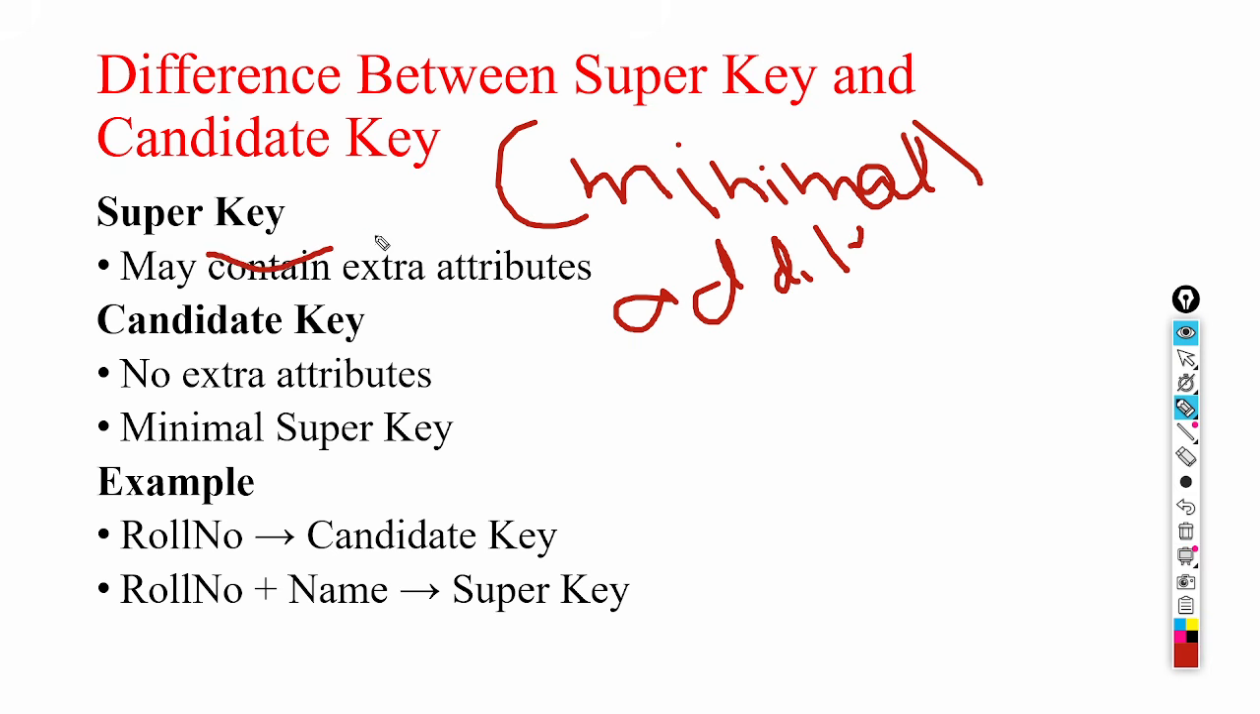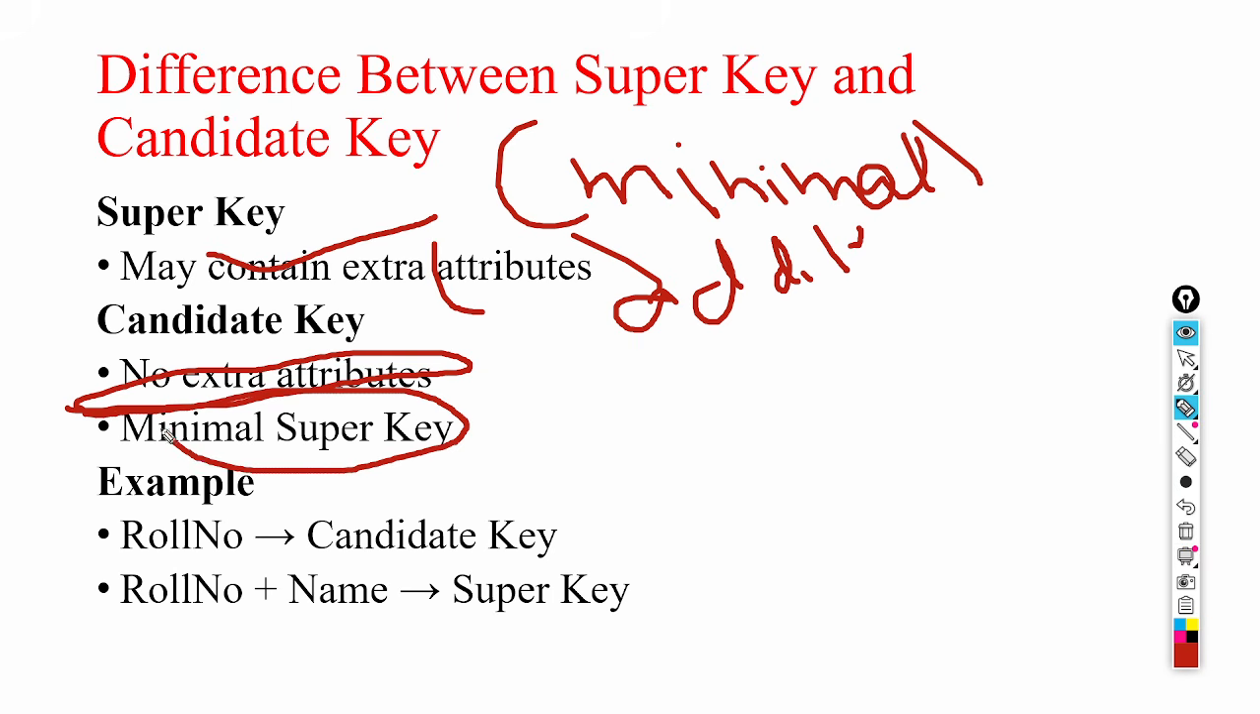A super key may contain extra attributes, that is, extra information. A minimal super key has no extra attributes, and the minimal super key is nothing but the candidate key. So we'll give an example here.